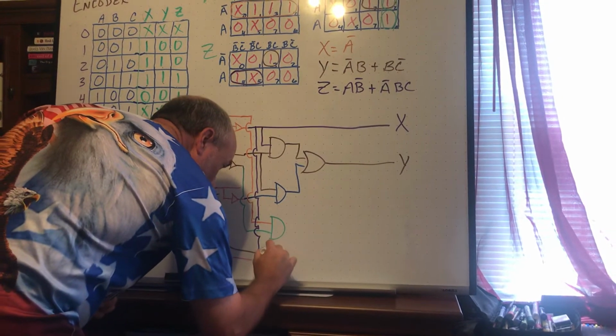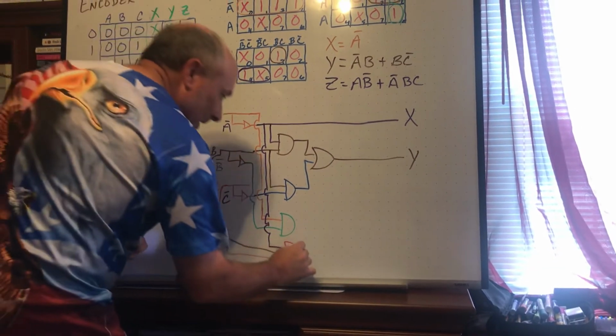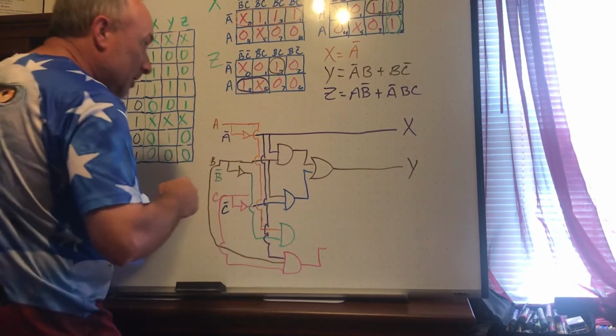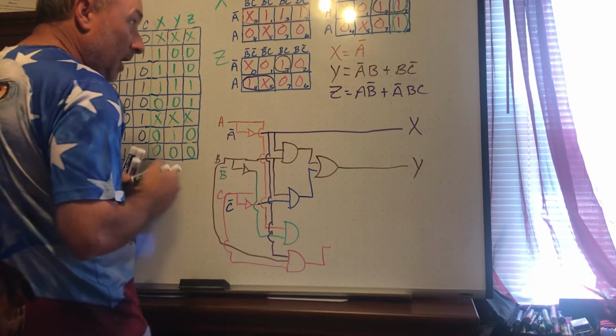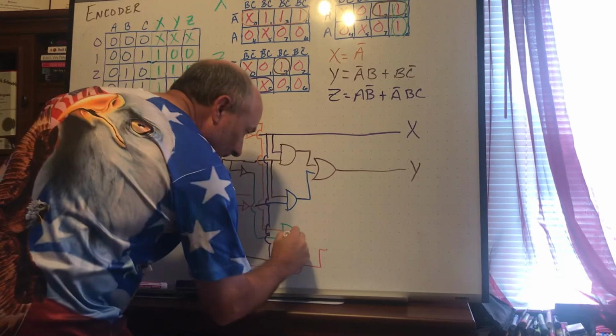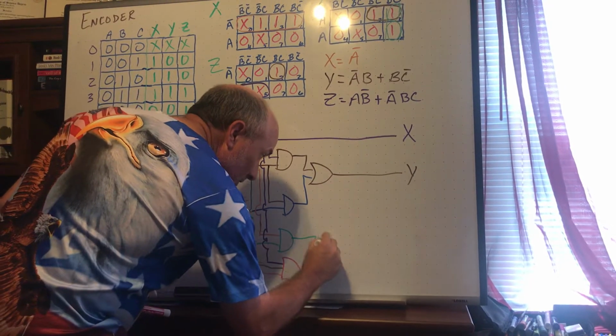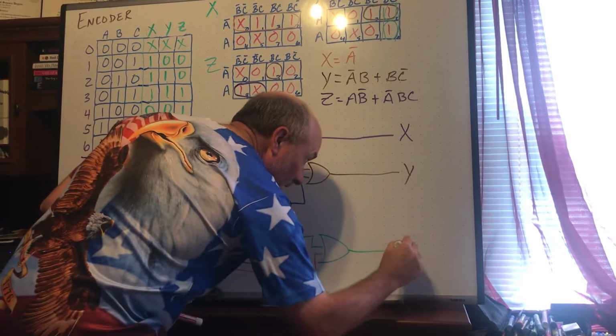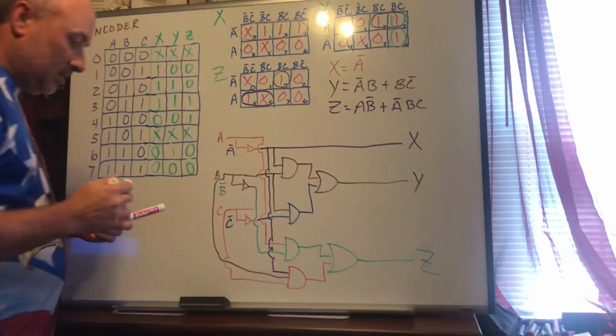And then I can draw my AND gate. Now, both of these outputs go to an OR gate because they're ORed together. So draw my OR gate, and that's my Z answer.